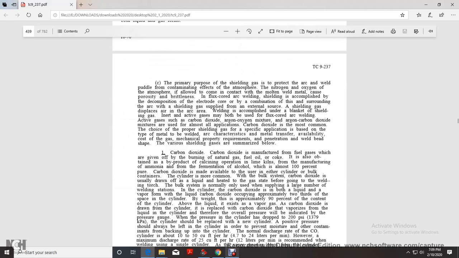Alright, the primary purpose of the shielding gas is to protect the arc and the welding puddle from the contamination effects of the atmosphere, namely nitrogen and oxygen. If allowed to come in contact with the molten weld metal, they cause porosity and brittleness in flux core arc welding.